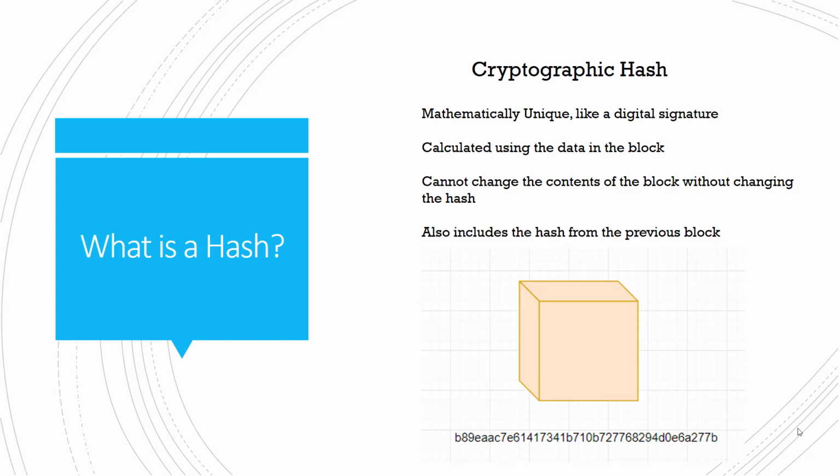What is a hash? A cryptographic hash is a way to create a mathematically unique number, like a digital signature, and it's calculated using the data within the block. So you cannot change the contents of the block without changing the hash. And also, it includes the hash from the previous block. And that is how the chain is created, because the previous hash's information gets merged in with the new hash, and that links them together.